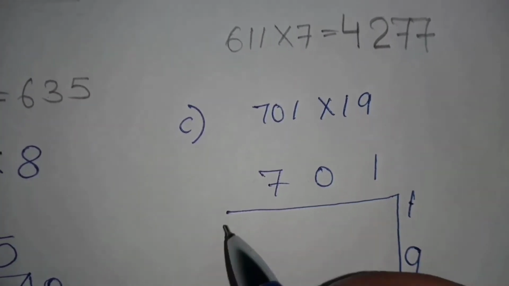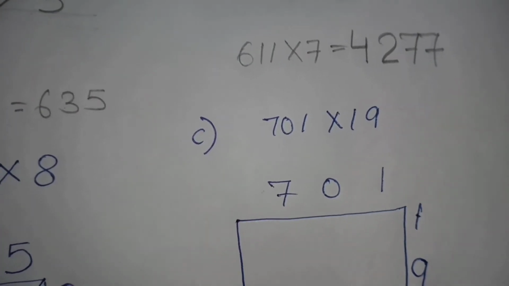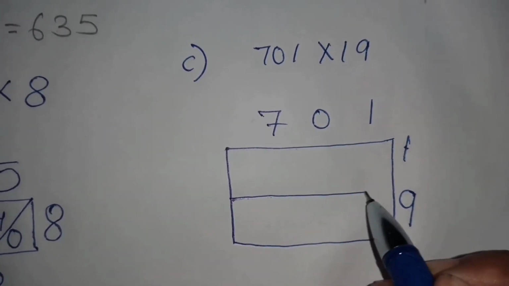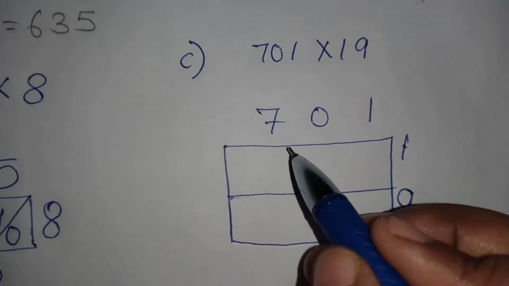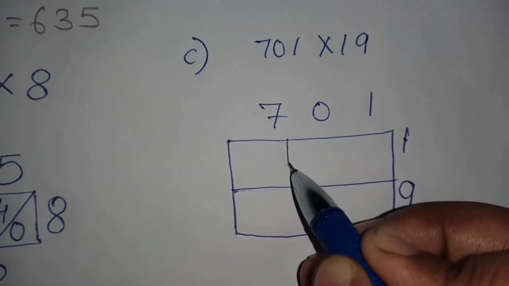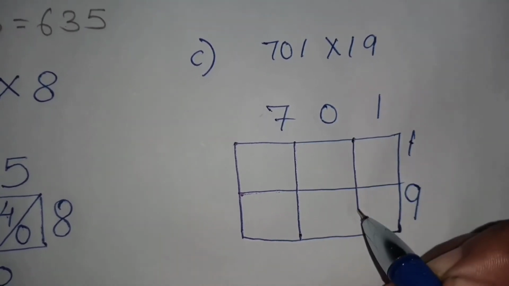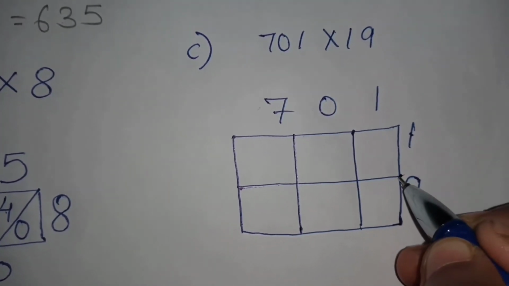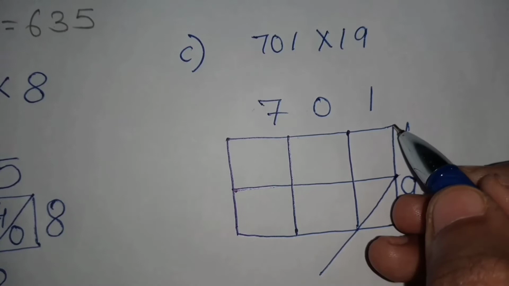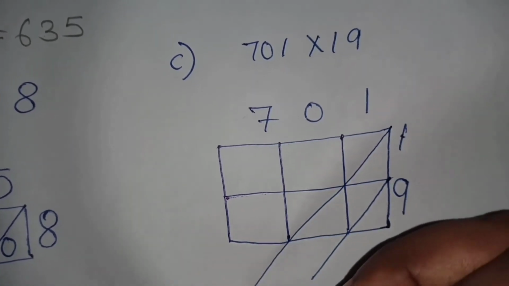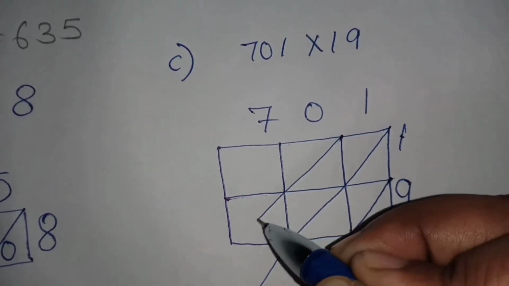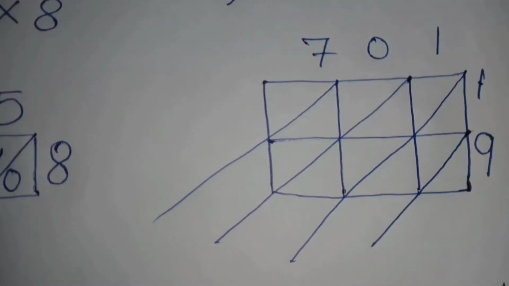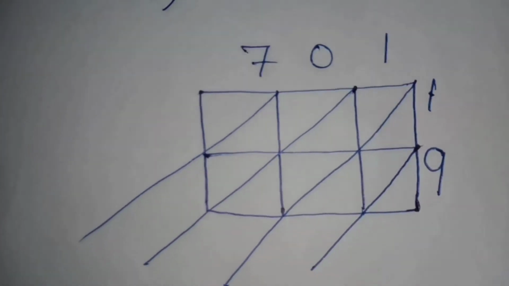This way you will do it. We'll make the box. Two numbers, so two rows are there. This is called rows, and this one is the columns. Now what you have to do? We have to divide this triangle. Make it half. Now make it like this. Then make it like this. Understood? See here.